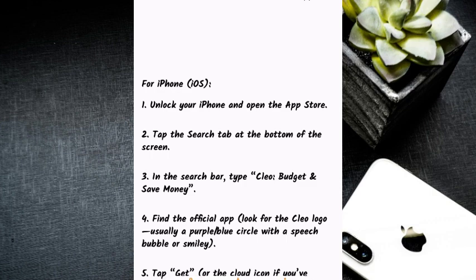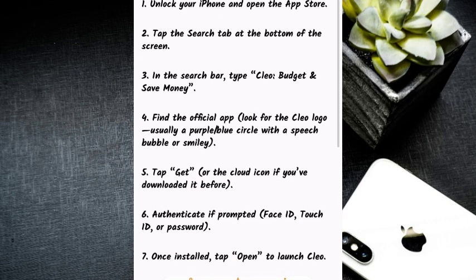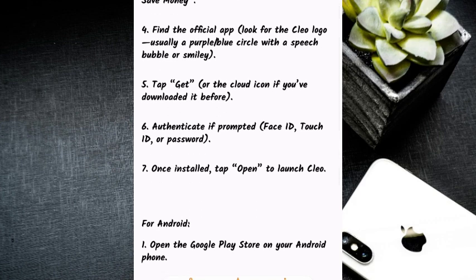You want to look for the Cleo logo, usually a blue purple circle with a speech bubble or a smiley. Once you find it, tap get or the cloud icon if you've downloaded it before. Now authenticate if prompted, of course Face ID, Touch ID or password, whatever method you've set, just go ahead and authenticate. And once installed, you want to tap open to launch the Cleo app.